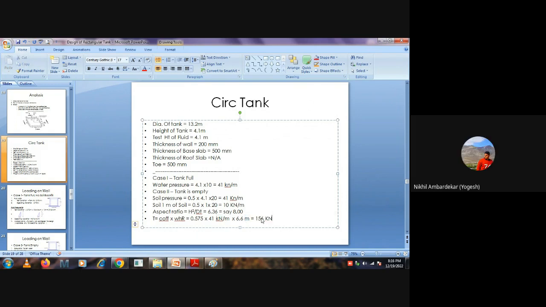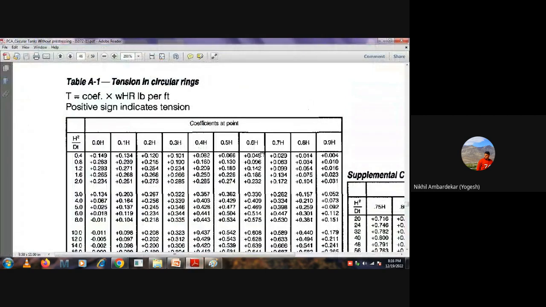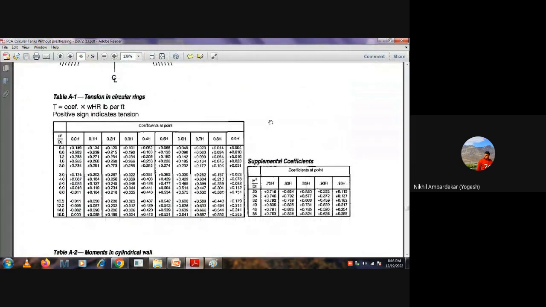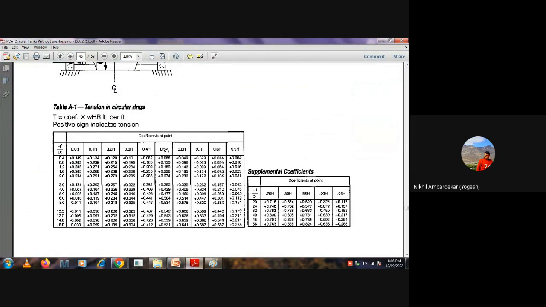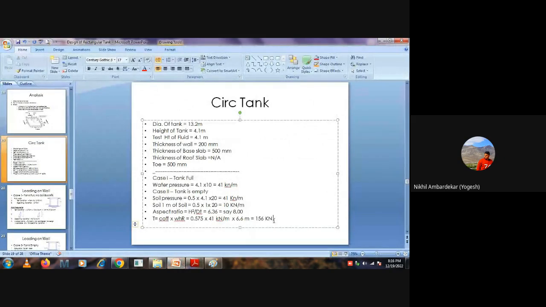And this PCA table was developed in the United States. So if you refer to it, you will find this LBS system, pounds and kips. But the main beauty of these tables is that the coefficients are unitless. So you can provide your own units and you will get the answers as per your units. Now you will get the tension, and this is service level.